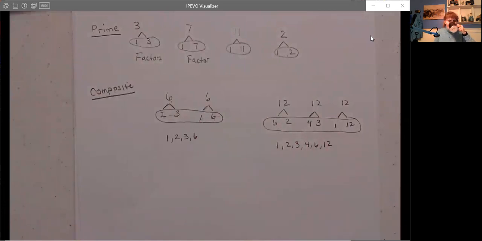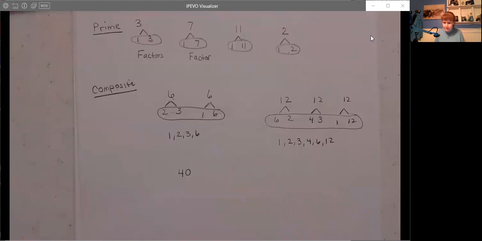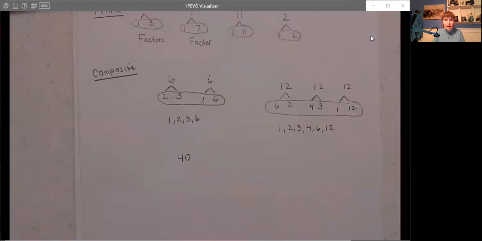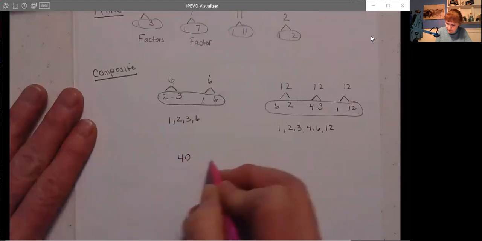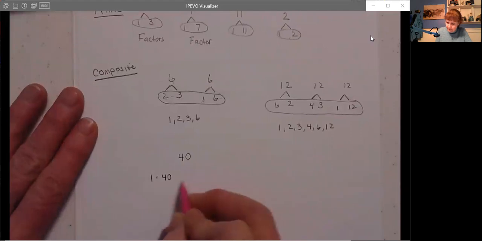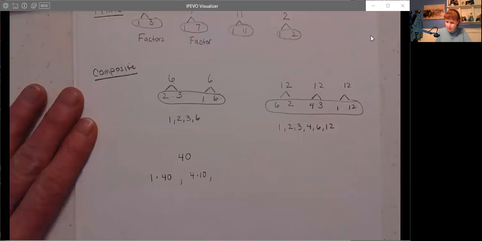All right, let's look at another one. How about 40? Okay, I do know that 40 is composite. I do know that 2 goes into it because it's even. It's got a 0. I know that 10 is going to be a factor. And so some of those divisibility rules might help you with this. So when you're trying to list the factors, well, we know we've got 1 and 40. Okay, so we've got 1 times 40. Another factor group could be 4 times 10. All right, that gives you 40.